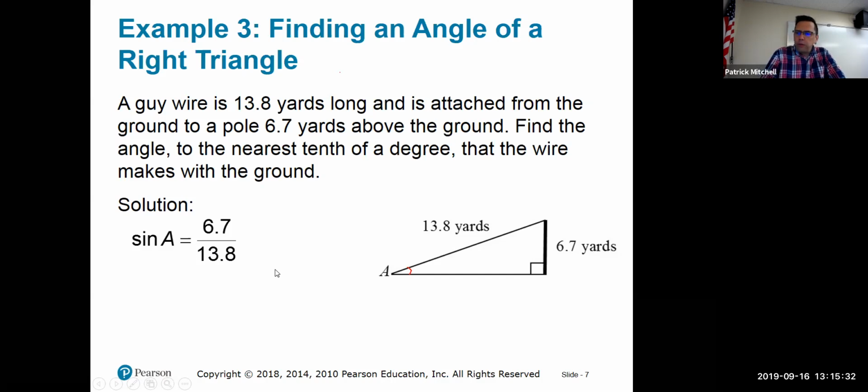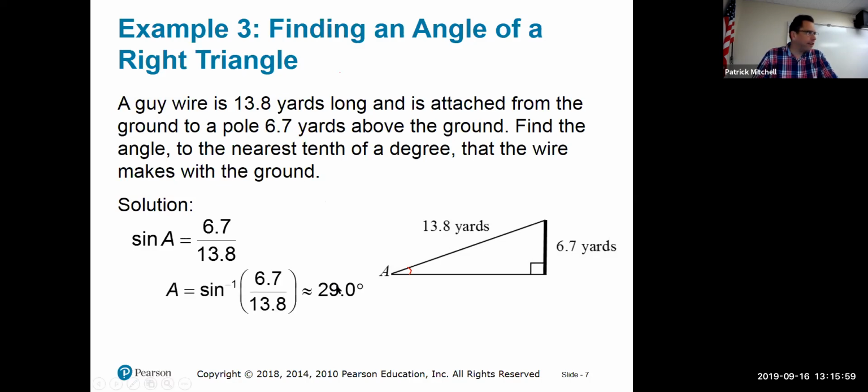All right, so now the reason that we're doing this section at this particular time, because we did some problems that were kind of like this in section 4.3. I don't think we ever did any that involved mystery angles before. That's where we're going to use our inverse trig functions. So if the sine of A is 6.7 over 13.8, that means that mystery angle A is the inverse sine of 6.7 over 13.8. The way that you can think of this is take the inverse sine of both sides.